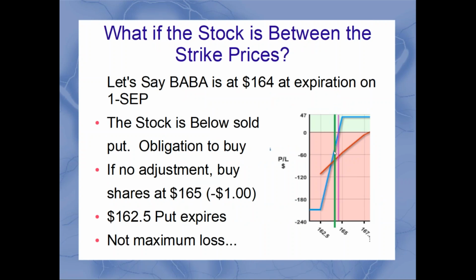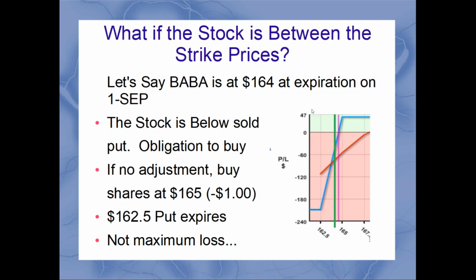But as we approach expiration, if the stock is between the strike prices and we don't take action, what happens? I sold the 165, I bought the 162.50. The 165 that I sold is still an obligation, just like a cash secured naked put, where I might be able, or I might be forced, I should say, to buy shares of stock at that price.